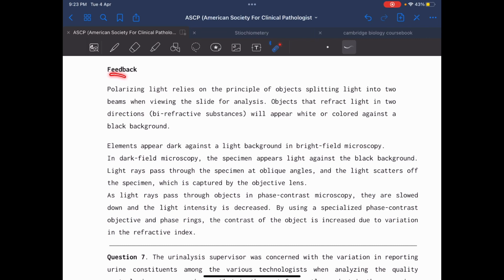The feedback. Polarizing light microscopy relies on the principle of an object splitting light into two beams when viewing the slides for analysis. Objects that refract light in two directions, which is called a birefractive substance, will appear white or colored against a black background, which is the correct answer. Correct answer is polarizing light microscopy used to examine birefractive substance.